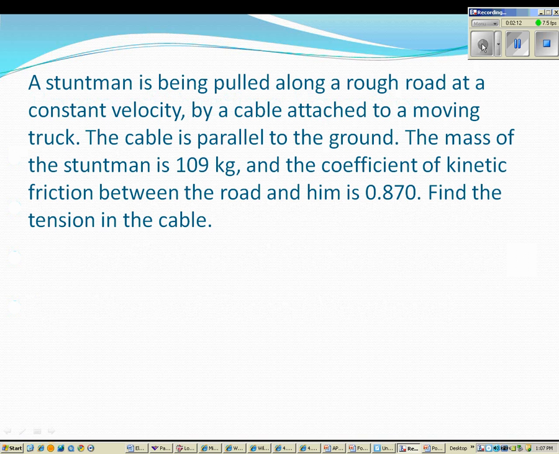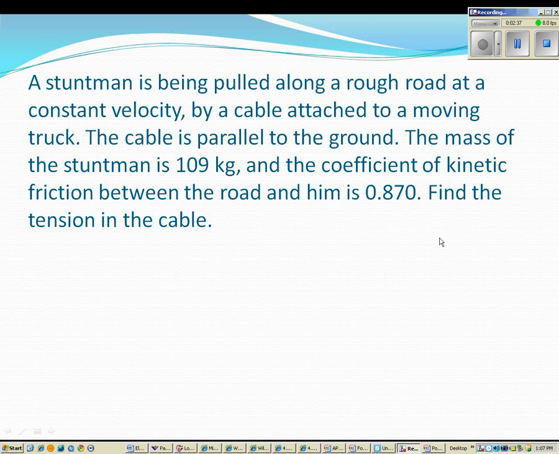So now we're going to look at 3 different problems and practice solving these problems. The first one is a stuntman is being pulled along a rough road at a constant velocity by a cable attached to a moving truck. The cable is parallel to the ground. The mass of the stuntman is 109 kilograms. The coefficient of kinetic friction between the road and him is 0.87. Find the tension of the cable.